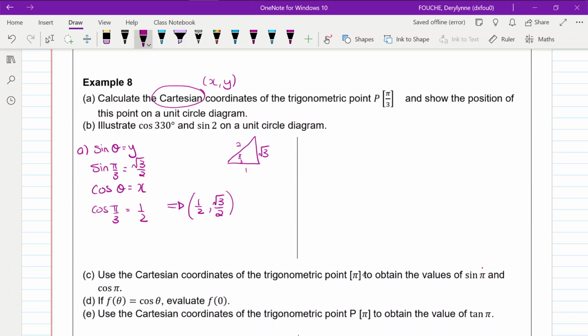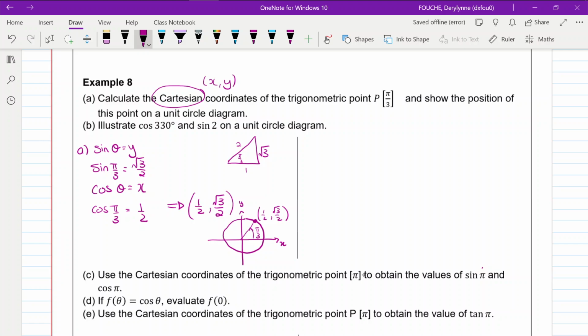Now they've asked us to illustrate this point on a unit circle diagram. So that means we need to draw our unit circle. And x and y are both positive, so I know that's in quadrant 1. And pi on 3 is obviously 60 degrees. So I know that I'm sitting here in quadrant 1. That's my angle pi on 3, and my point is a half and root 3 on 2.